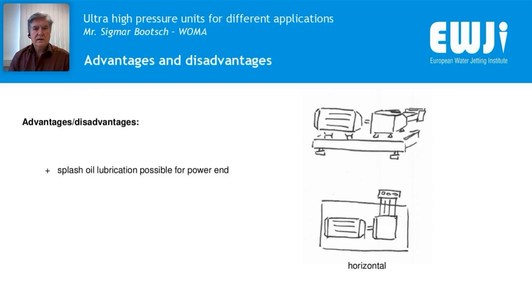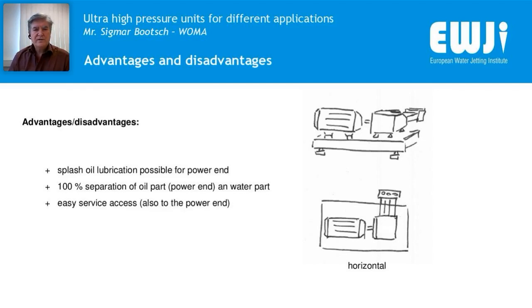Horizontal installation means you can use, in some cases, also splash oil lubrication when you have lower drive engines. When you have a leakage in the pump head, the water drops to the ground. That means you have, in this case, always a 100% separation of the oil part against the water part.